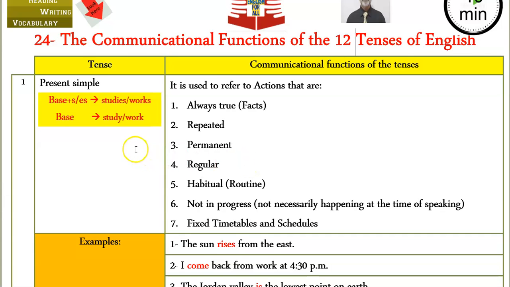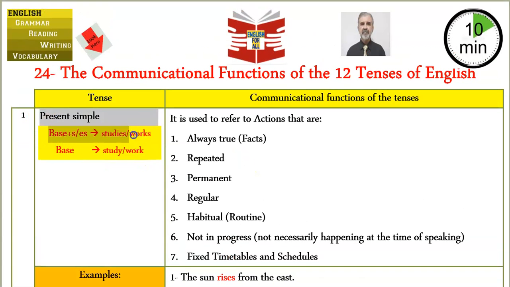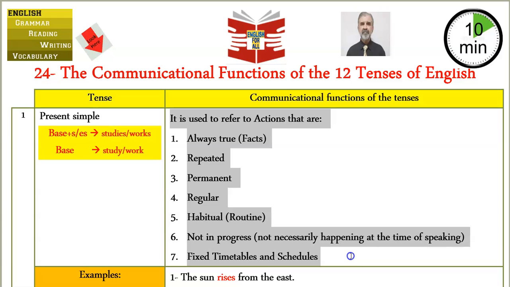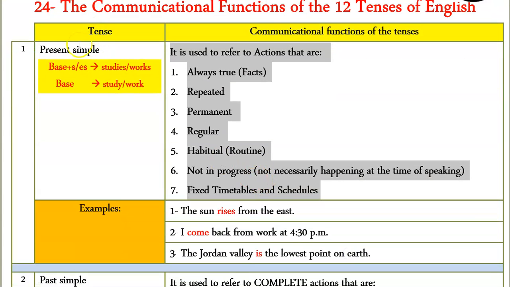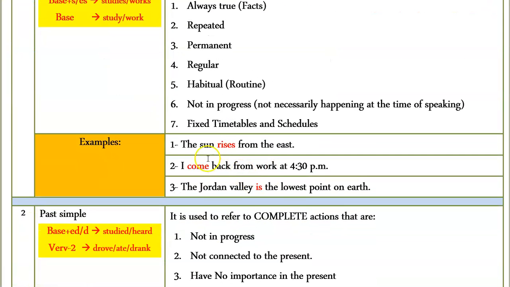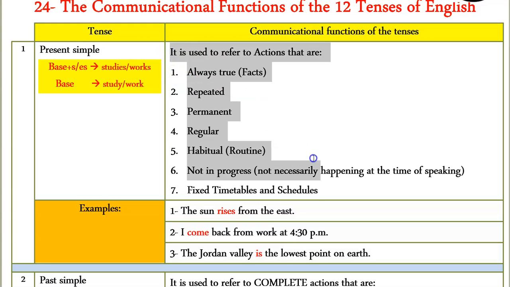Okay, now let's start first of all with the present simple. As you can see, I have highlighted the structure. If you remember, the present simple comes in the form of verb plus s or es, studies or works, or base form like study and work. And these are the functions that are related to the present simple. Now we're going to consider 3 examples, and by considering these 3 examples, I would like you to go back and study the functions. Now let's start with the first one.